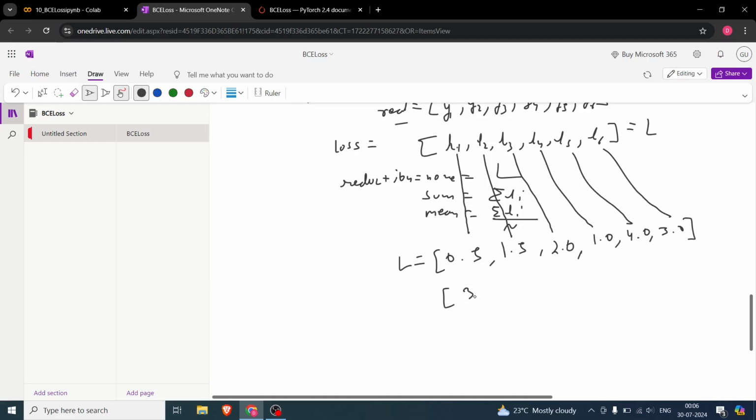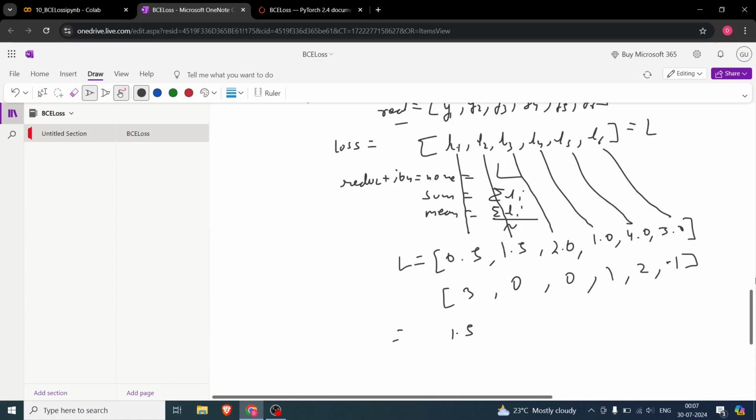Let's say this was 3, let's say this was 0, let's say this was 0, let's say this was 1, let's say this was 2, and let's say this was -1. Okay, or -2, whatever it can be. So what you have to do, you have to multiply this. So this is 1.5, this into this.